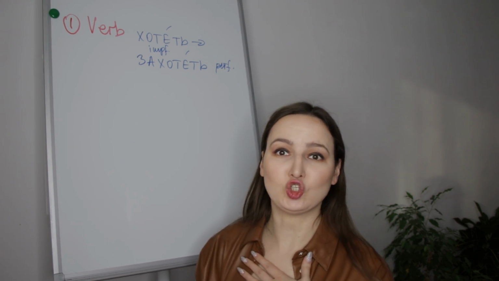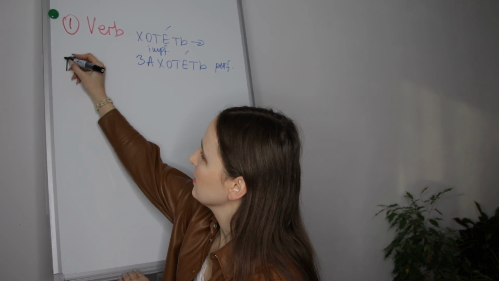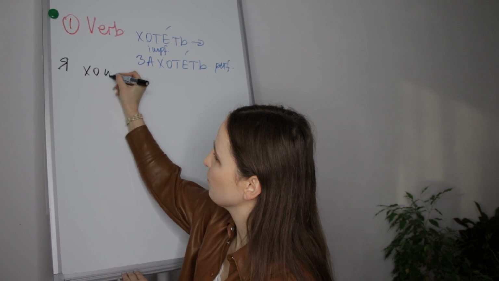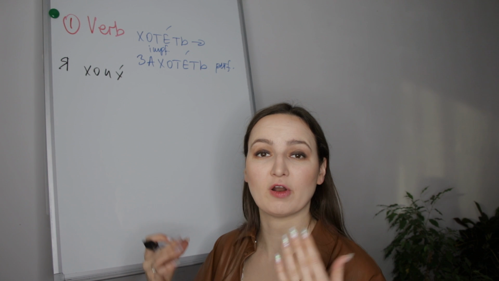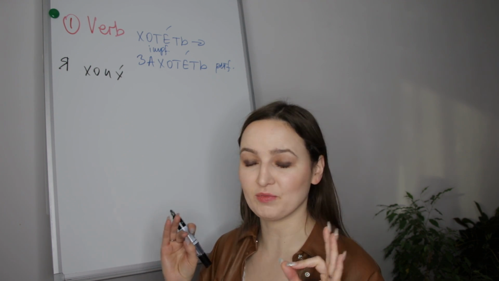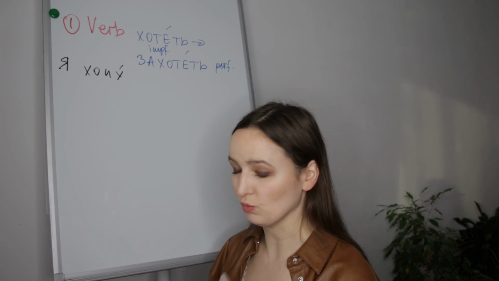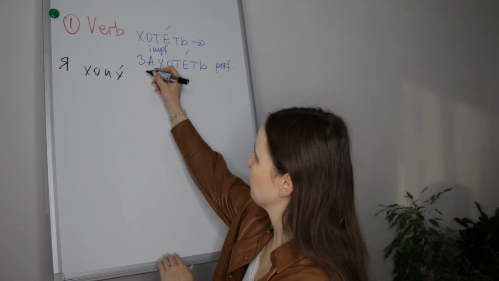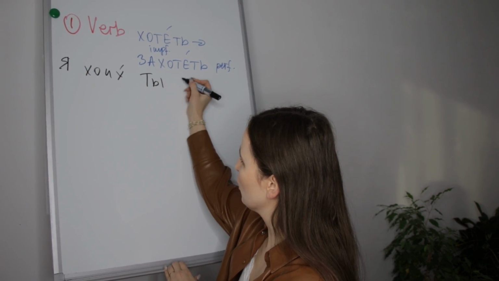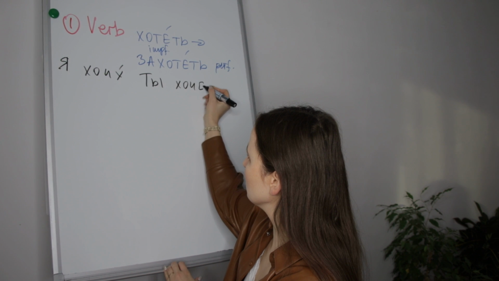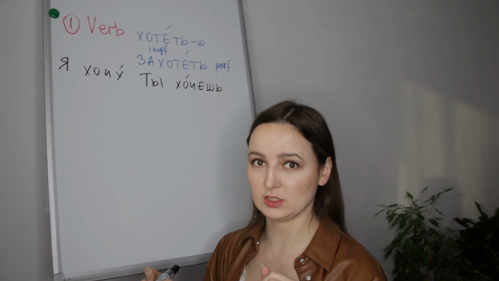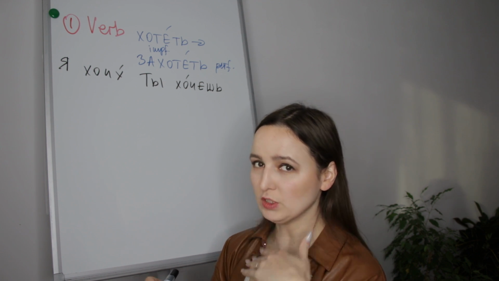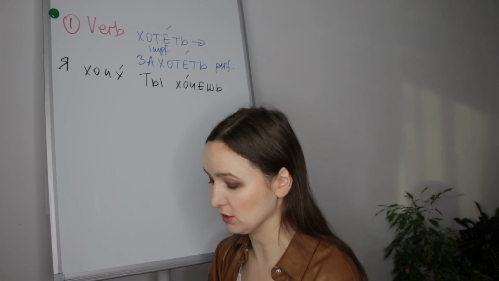Я хочу. I want. Don't forget to practice with me out loud and try to copy my pronunciation. Я хочу. Ты хочешь. You want. Я хочу. I want. Ты хочешь. You want.